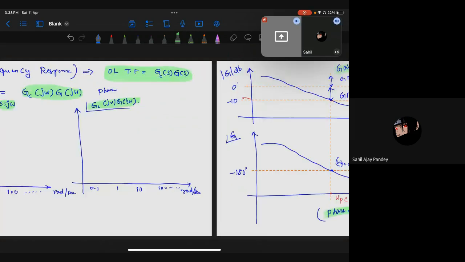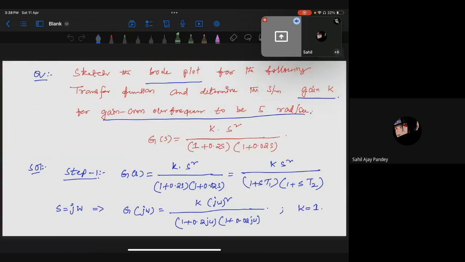Okay, you can see this example. We have this transfer function, K S by (1 plus 0.2S) (1 plus 0.02S). So this transfer function is in this form. Am I correct?